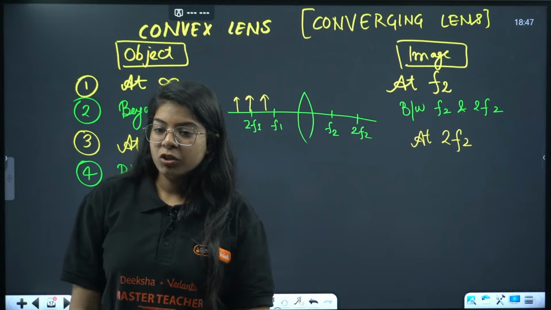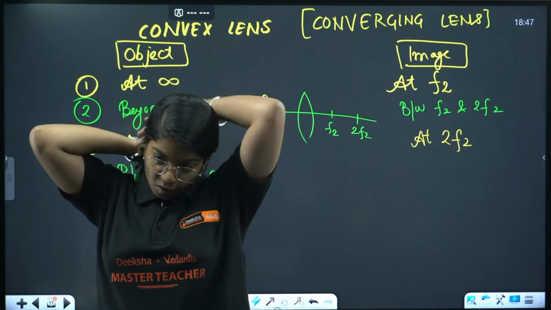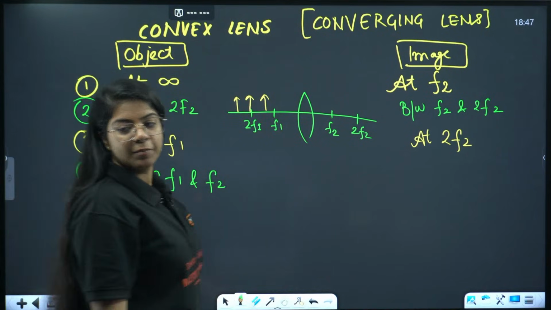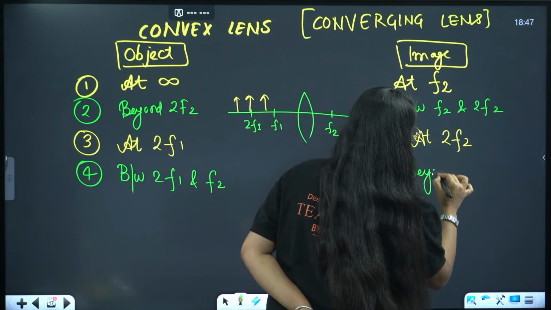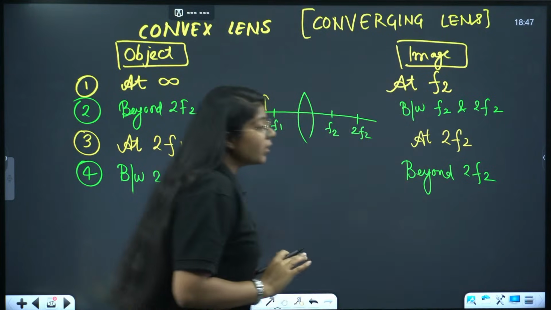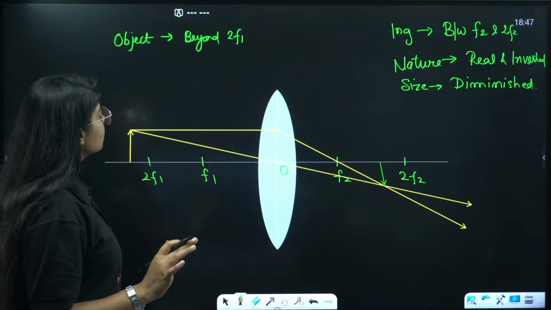In the fourth case, the image is formed beyond 2f2. It is real, inverted and magnified. Very good. So the image is being formed beyond 2f2. Very good that you remember this. But are you learning how to make the ray diagrams?